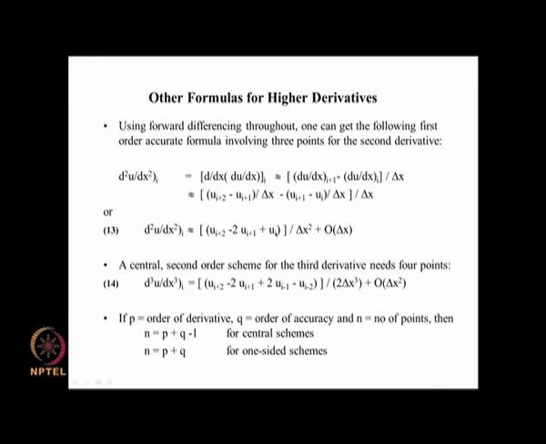Therefore, this can be used, for example, at a left boundary where u_{i-1} is not brought into the picture. So, a central second order scheme for the third derivative needs 4 points. What we have done here for the second derivative, we can also do for a third derivative, and one can derive it using similar kind of arguments. For example, writing d³u/dx³ at i as d/dx of d²u/dx² at i, and then substituting the formulas there. In that way you can come up with a formula like this.